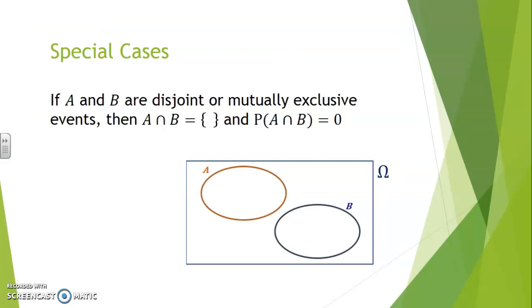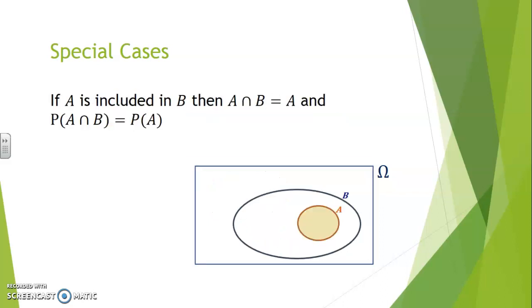Certain special cases: when A and B are disjoint or mutually exclusive, this means that A and B's intersection is formed of an empty space. There is nothing at the intersection. And the probability that A and B will occur together, so the probability of the intersection, is 0. If A is included in B, then the intersection of A with B is equal to A. That's where B and A overlap. And therefore the probability of the intersection of A with B is also the probability of A.